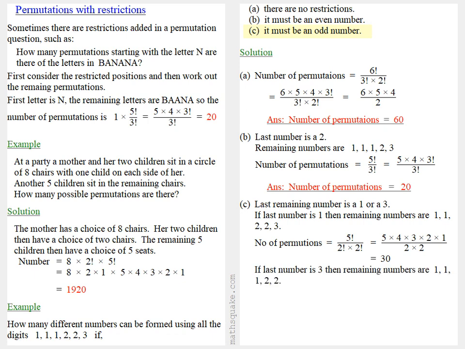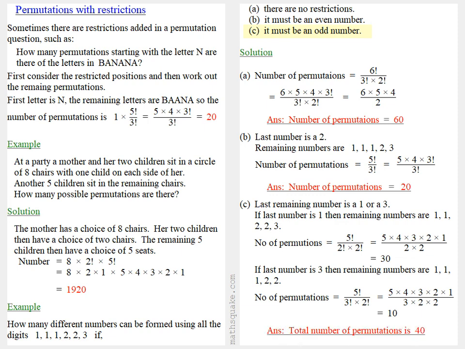If the last number is a 3, then the remaining numbers are 1, 1, 1, 2 and 2. So we've got 5 numbers with 3 repeats and 2 repeats. So the number of permutations is 5 factorial over 3 factorial times 2 factorial, which is 5 times 4 times 3 times 2 times 1 over 3 times 2 times 2, and that leaves 10. So we've got 30 permutations ending in 1 and 10 ending in 3, and that makes 40. So the total number of permutations is 40.